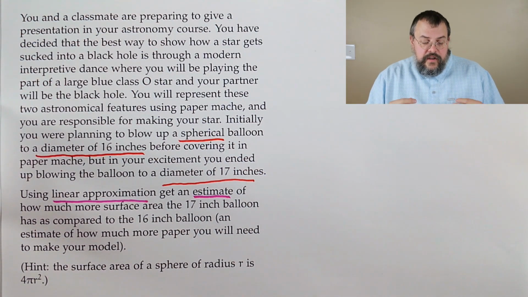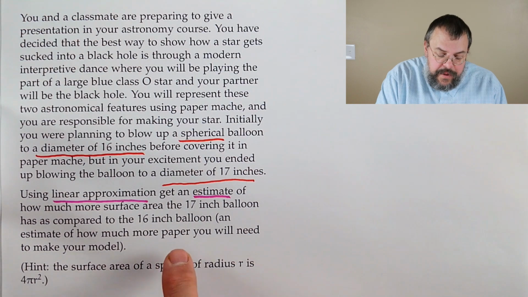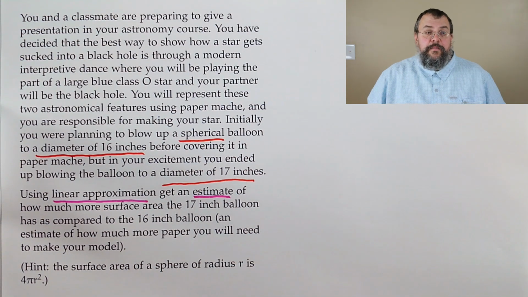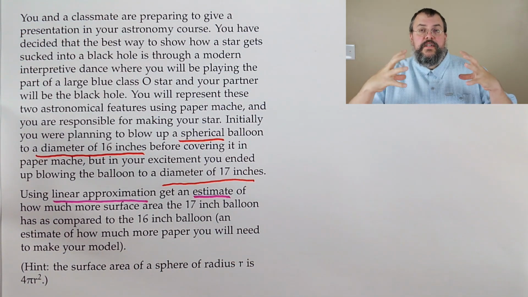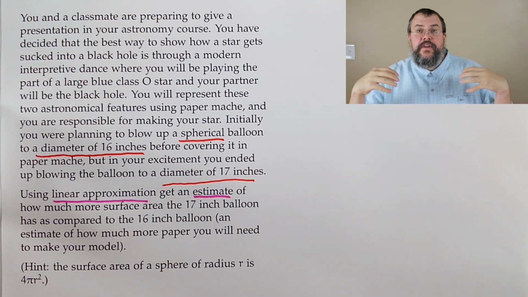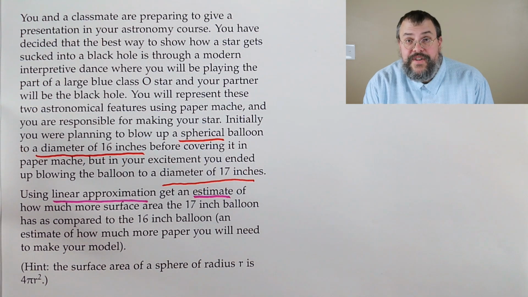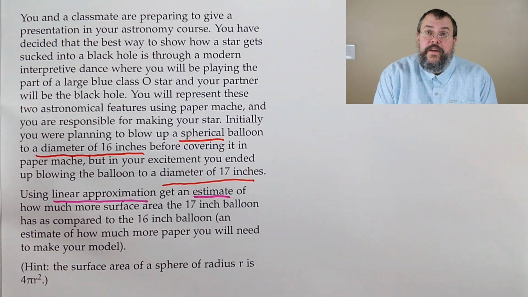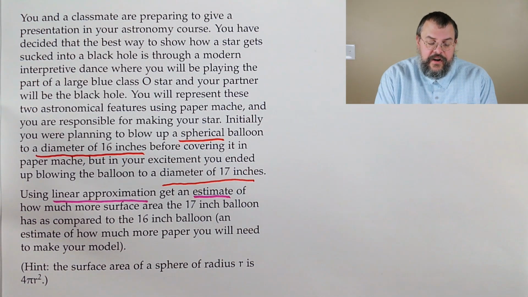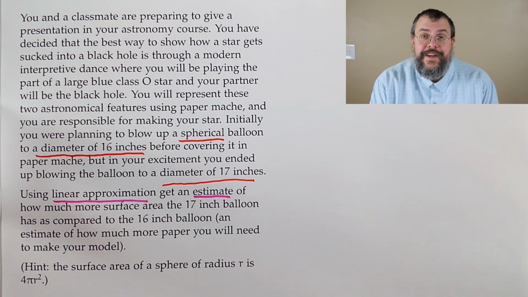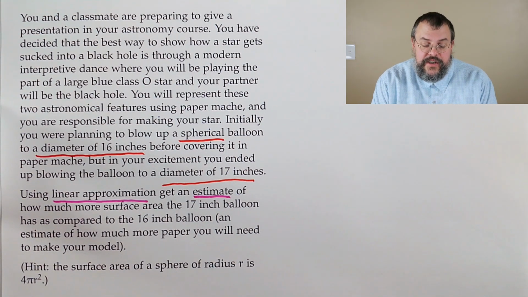In other words, this is going to give you an estimate of how much more paper you'll need to make your model. Because it's a bigger surface, you're going to need more paper. So you have to make sure you have enough supplies. Now, to help us out, we are told that the surface area of a sphere of radius r is 4 pi r squared.